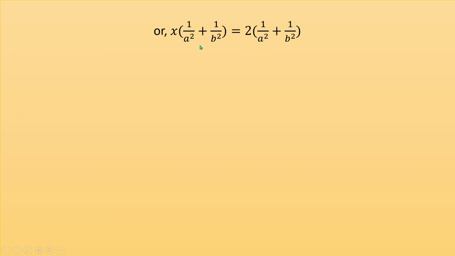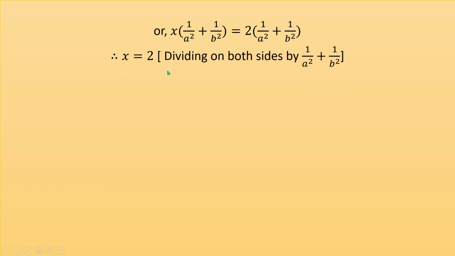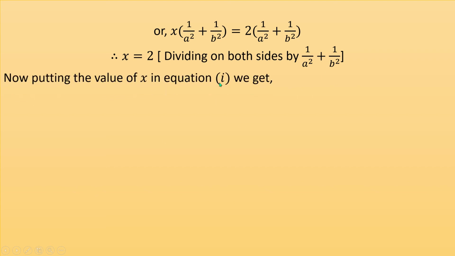As this part and this part are the same, divide both sides by 1 divided by a square plus 1 divided by b square, and we get x equals 2. Dividing on both sides by this. Clear? Now putting the value of x in equation 1 or 2, no problem. Equation 1: x by a plus y by b, as x equals 2, so here will be 2. At the right side 2 by a plus 1 by b.